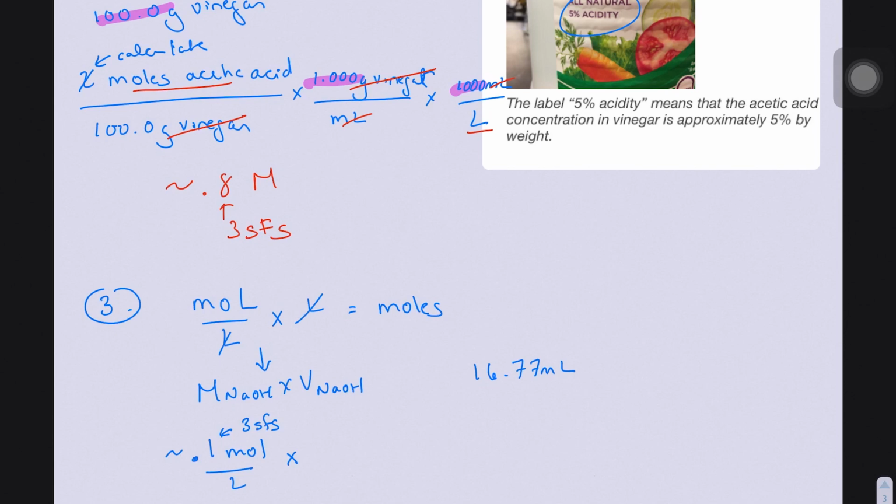So we need to put milliliters into liters. So remember to do that. To go from milliliters to liters, you just divide by 1,000, which means you're just moving the decimal place over 3 places. So that would just look like this, 0.01677 liters. So if you go ahead and multiply 0.1 with 3 sig figs by 0.01677 liters and get your answer, that will give you the moles NaOH.